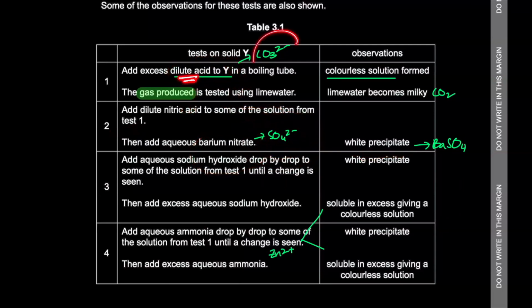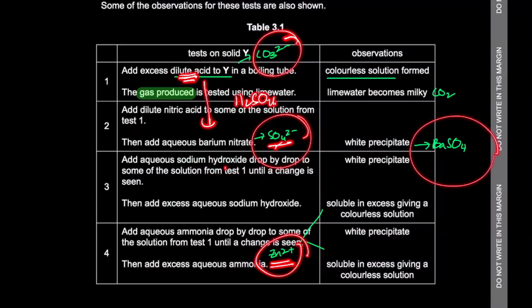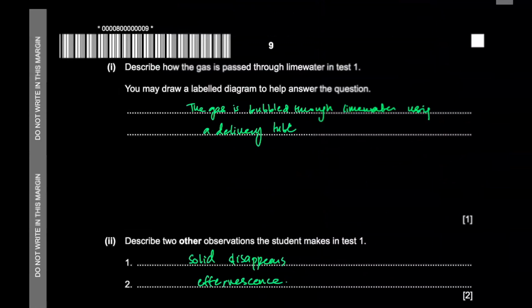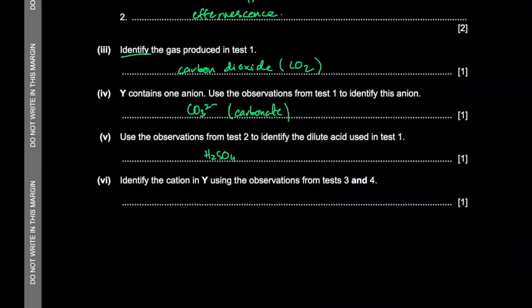So initially we had carbonate, right? The anion we had was carbonate, the cation we have is zinc, right? But because we added an acid in test one and used that same solution for test two, that acid we added must have been sulfuric acid. That's why we got a white precipitate with barium, okay? Because sulfate ions were present in test two. So the acid used is sulfuric acid, H2SO4. Again, you can give the name as well, okay?